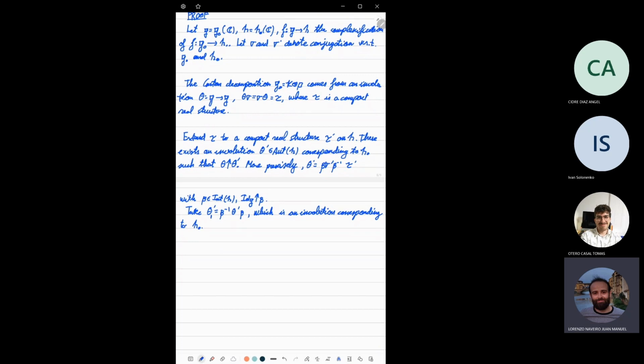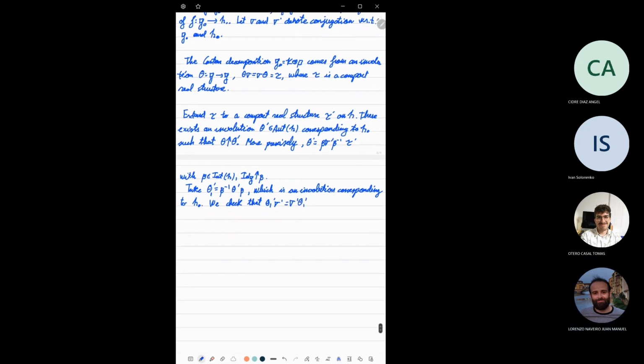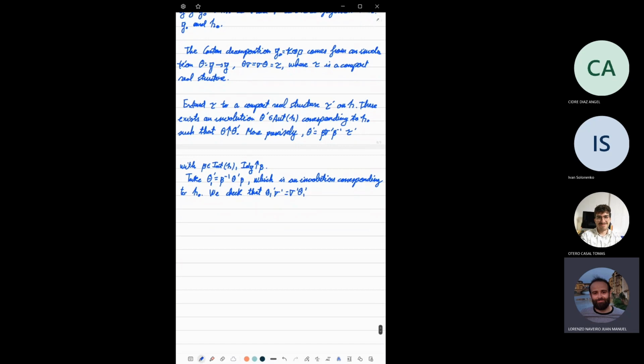And now we can check directly that theta 1 prime commutes with sigma prime. So we check that theta 1 prime, sigma prime is equal to sigma prime, theta 1 prime. Okay. So for example, let's compute the right-hand side. Sigma prime, theta 1 prime, by the definition of theta 1 prime, is equal to sigma prime, beta minus 1, theta prime, beta.